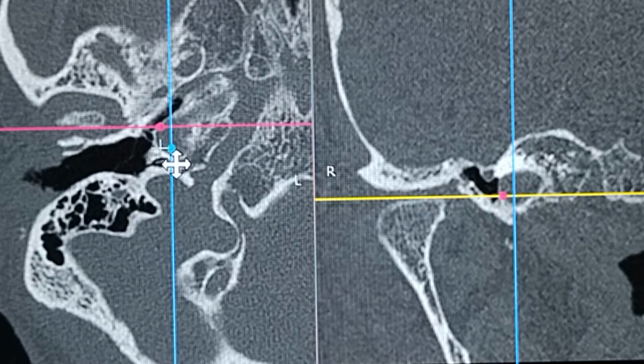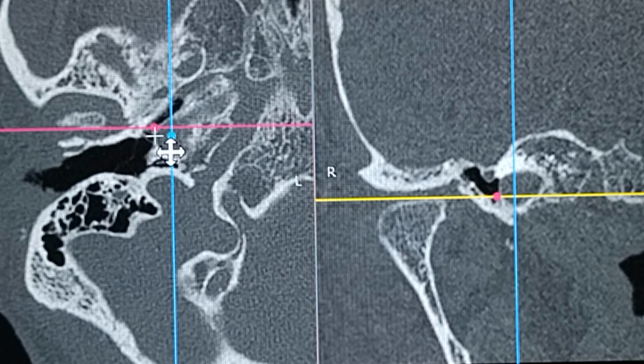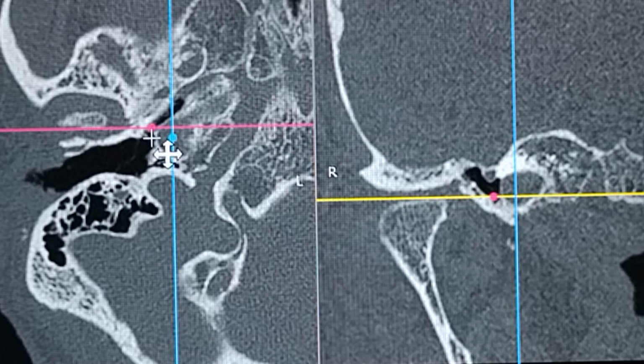You can see that bony covering over here. See my cursor, that's the bony covering at the turn. This is the projection which you can see in the inferior part of the middle ear near the hypotympanum. So this is that bulge which you can see in the middle ear cavity towards the inferior aspect near the eustachian tube opening.